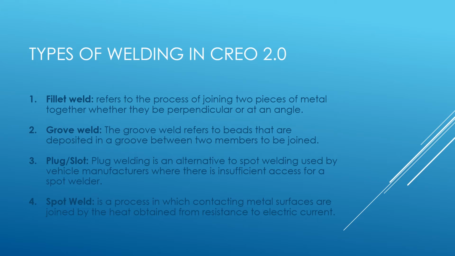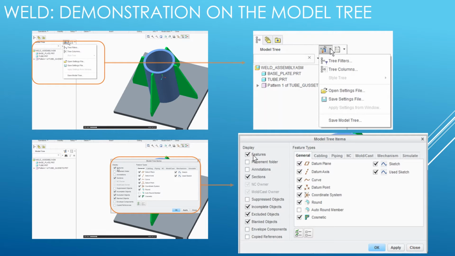Plug and slot. Plug weld is an alternative to spot weld used by vehicle manufacturers where there is insufficient access for a spot welder. Now, spot weld is a process in which contacting metal surfaces are joined by a heated object. Now that we all know what the different kinds of welds are, we can continue to demonstrate.